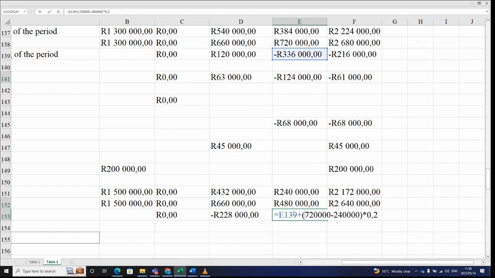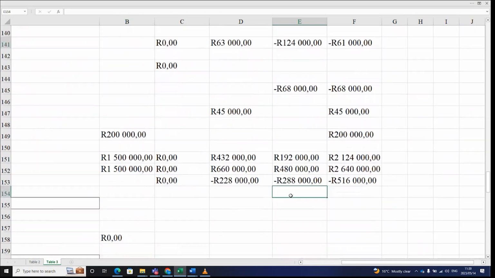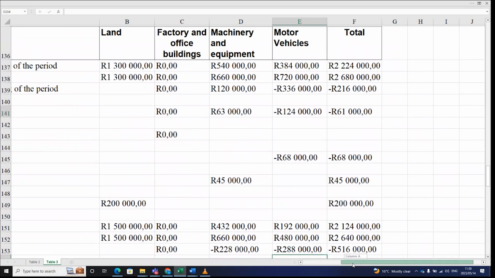Okay, let's just get my signs right there. 432,000 Rand. Okay, then I need to take out the 144,000, which was the opening depreciation of the asset we've sold. Okay, and that leaves us with our motor vehicles.